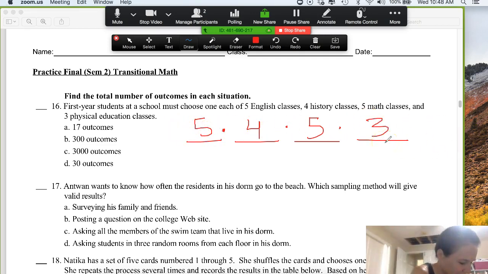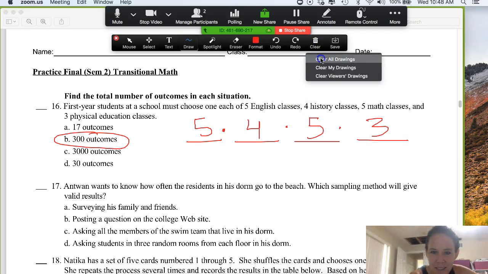That's a lot of choices, right? So really, you could have a ton of different choices here. First year students, one of each. All right, so if we did 5 times 4 times 5 times 3, I should get 300 different outcomes. So if you and your buddy are taking classes together, what's the chances you have all the same classes? Not very many, because there's 300 different ways you could pick classes, right? That's a lot of choices in this scenario.